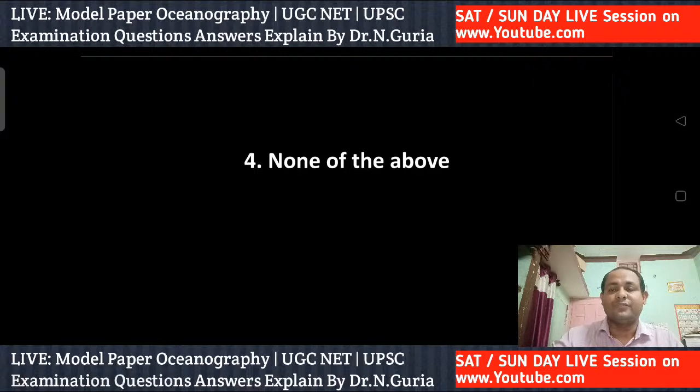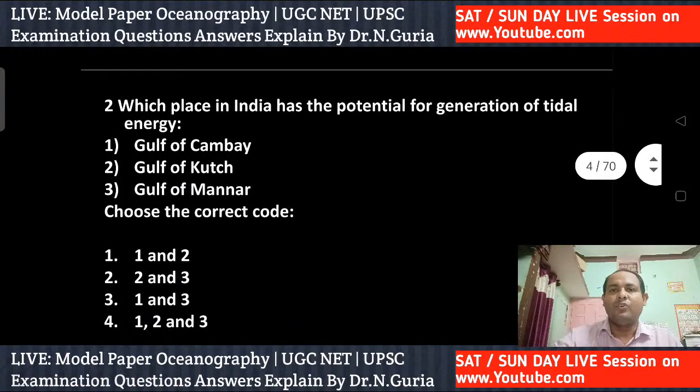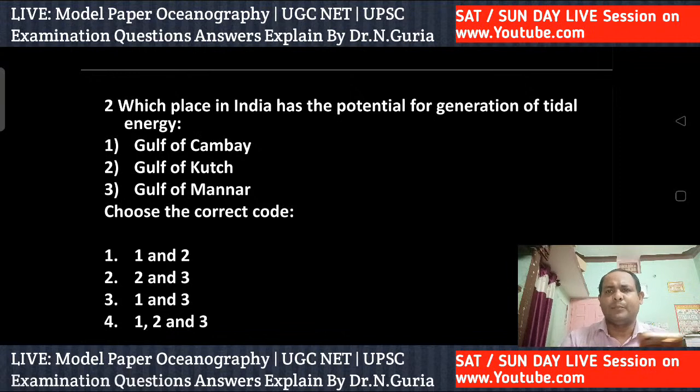Next question, another question for you. Which place in India has the potential for generation of tidal energy? Very interesting question. Which place in India has the potential for generation of tidal energy? Basically, 1. the Gulf of Cambay, 2. the Gulf of Kutch, 3. the Gulf of Mannar. Select the correct code: 1 and 2, 2 and 3, 1 and 3, 1, 2, 3.